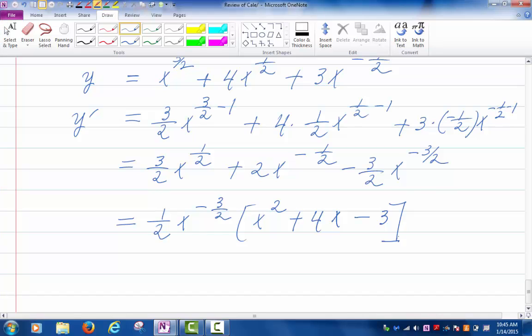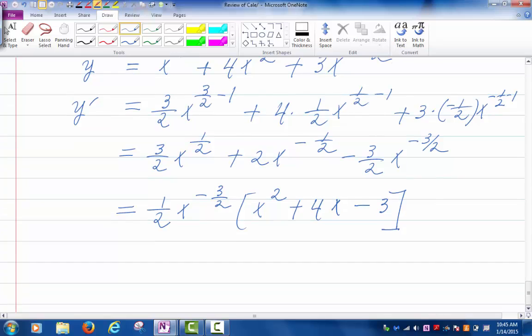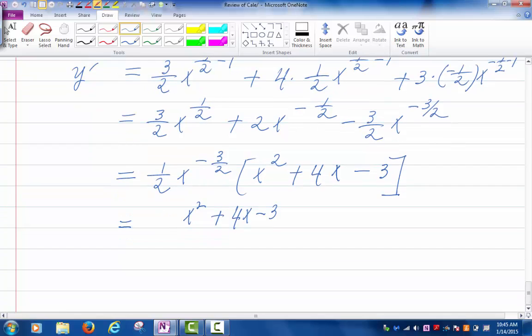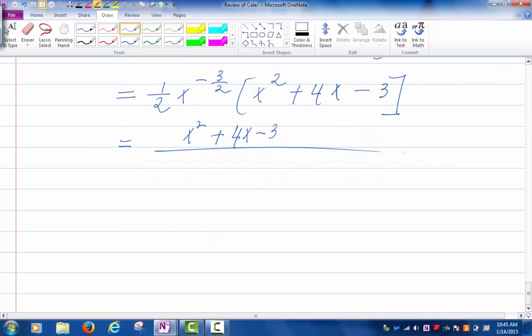So now all I'm going to do is rewrite this as x squared plus 4x minus 3 divided by 2 times x to the 3 half. Okay, so I don't have any negative exponents anymore. Is everybody okay with that?